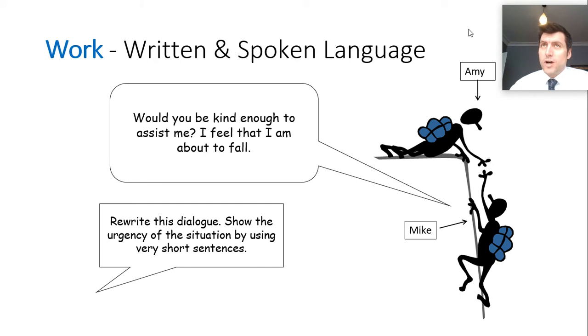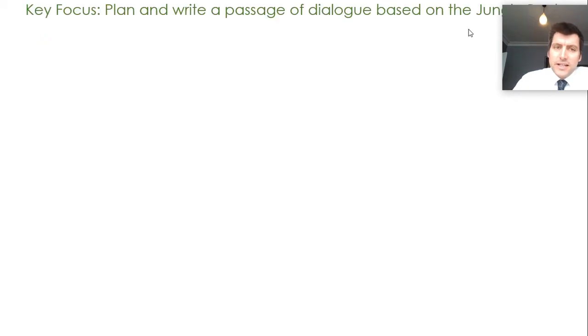Whereas with our first one with Mike, unless you've got a very clever dog, I doubt that it will respond with anything other than a woof or a bark. Okay. Right, guys. What we're going to do today is we're going to plan our main task. So you've done those two little elements of dialogue. You're going to plan and write a passage of dialogue based on an element of the Jungle Book.